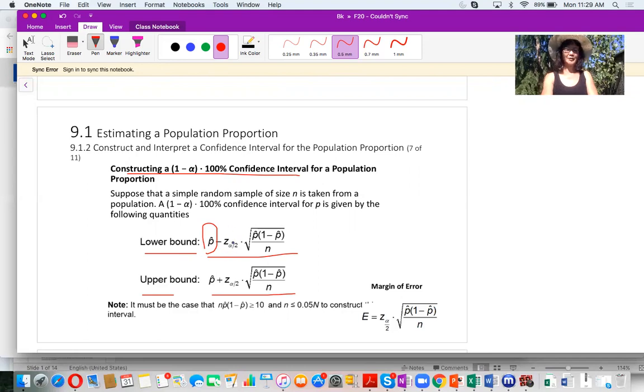What is Z half alpha? So I have to explain Z half alpha, I have to give you an example. Suppose you are asked to construct a 95% confidence interval. If you are given 95%, that means alpha equals 5%. And alpha has a name, significance level. Alpha is 5%. When alpha is 5%, half alpha is 2.5%.